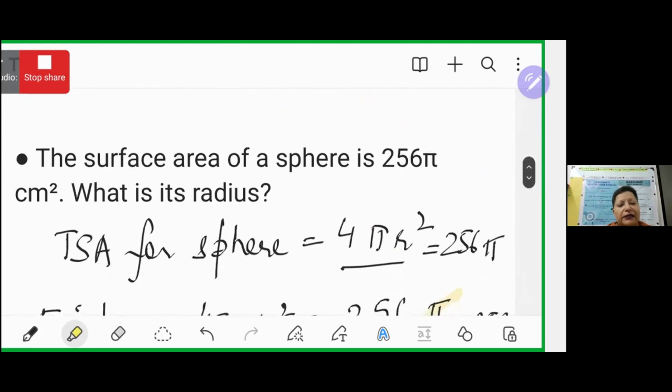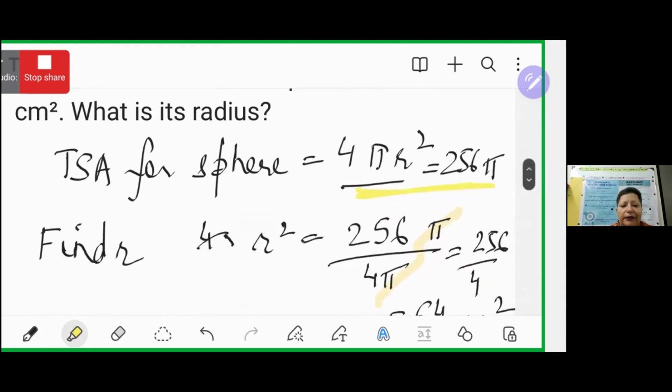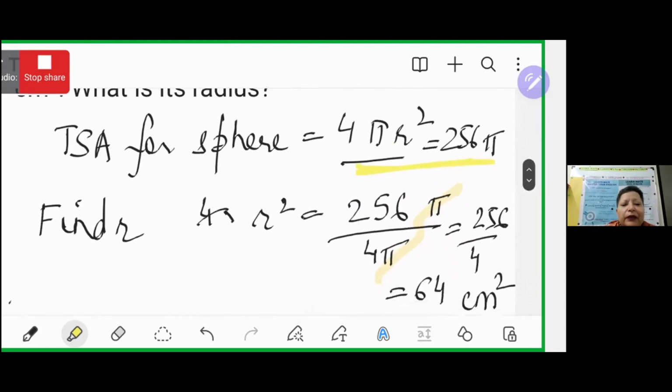Surface area of a sphere is given as 256 pi centimeter square. What is its radius? Again, we know the surface area formula for a sphere is 4 pi r square. That has been given to you in the question as 256 pi. Equate both the sides. You have 4 pi r square is 256 pi. So the pi and the pi are going to cancel. I have taken the 4 to the other side. So r square is equal to 250.